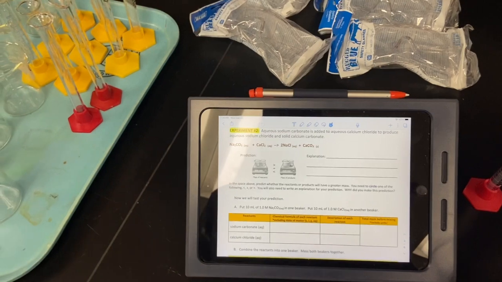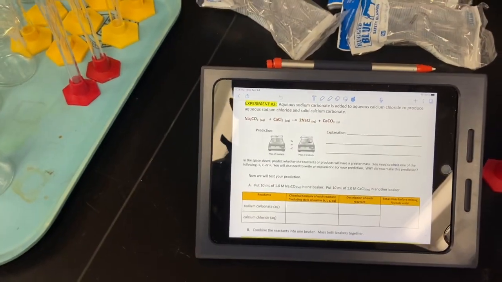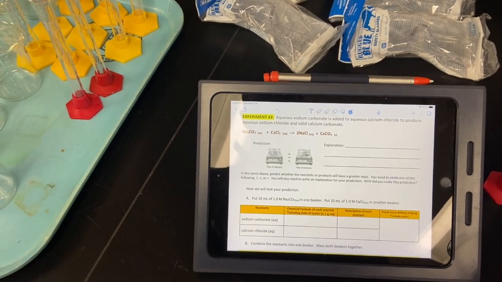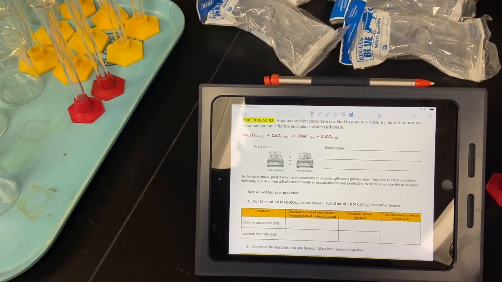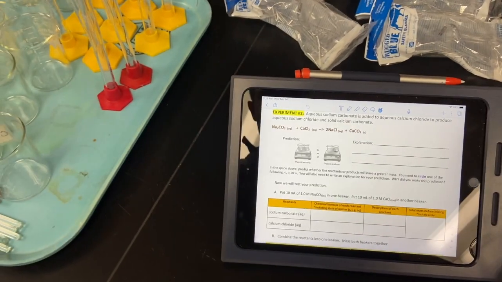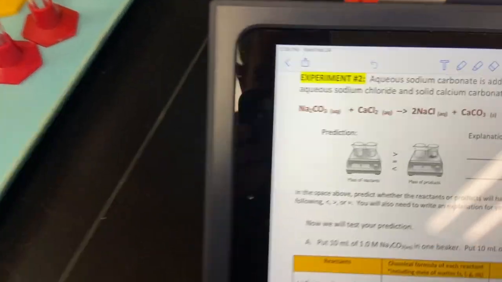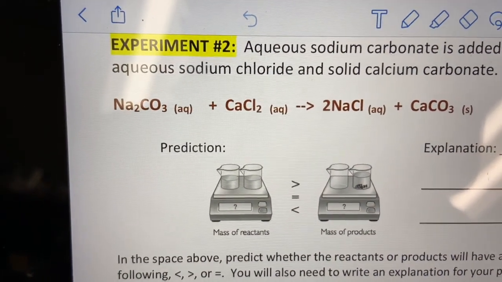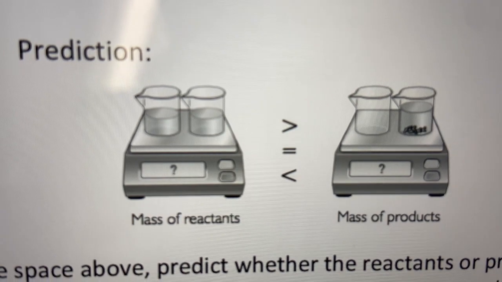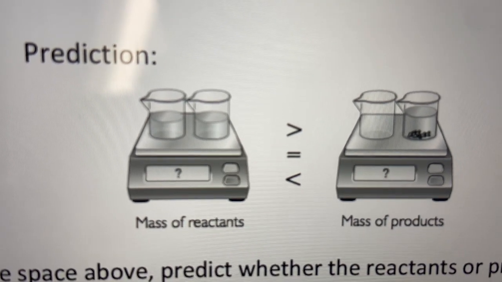All right, now we are going to experiment 2, where we have aqueous sodium carbonate added to aqueous calcium chloride, and it produces aqueous sodium chloride and solid calcium carbonate. So you can see, here's the formula right here. You can use the picture as an example. Okay, you got the reactants on the left, products on the right.